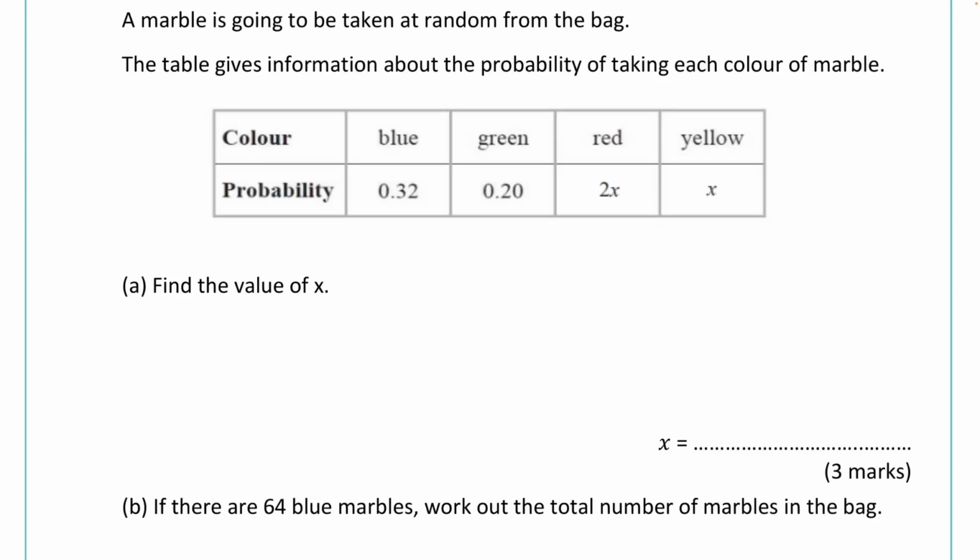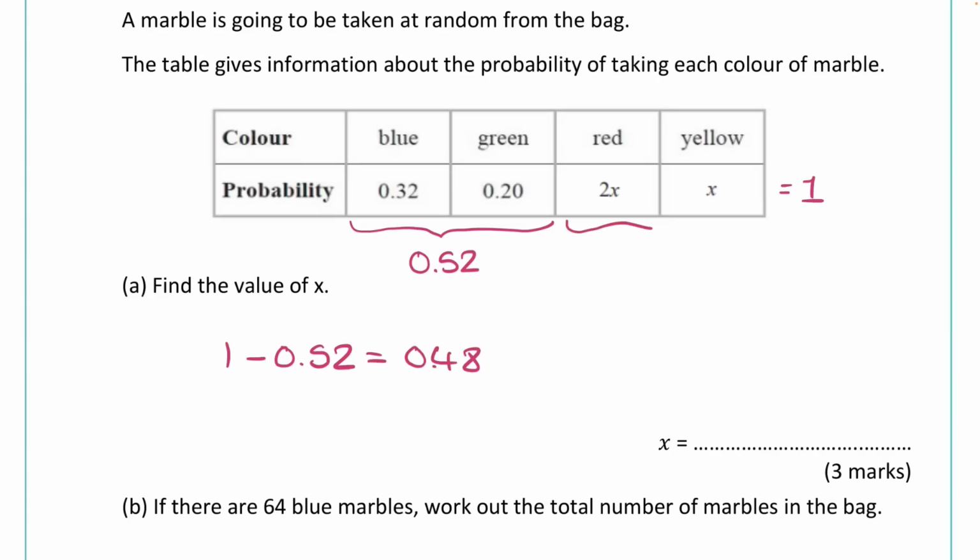So what we need to do is remember that these numbers in the table add up to 1. At the moment, we are only given these two, and together they add up to 0.52. And 1 take away 0.52 gives us the remaining value, which is 0.48. And that is shared between these two here. So 0.48, there is a 1x and a 2x. So in total, there's 3 x's there. So we want to divide that by 3.